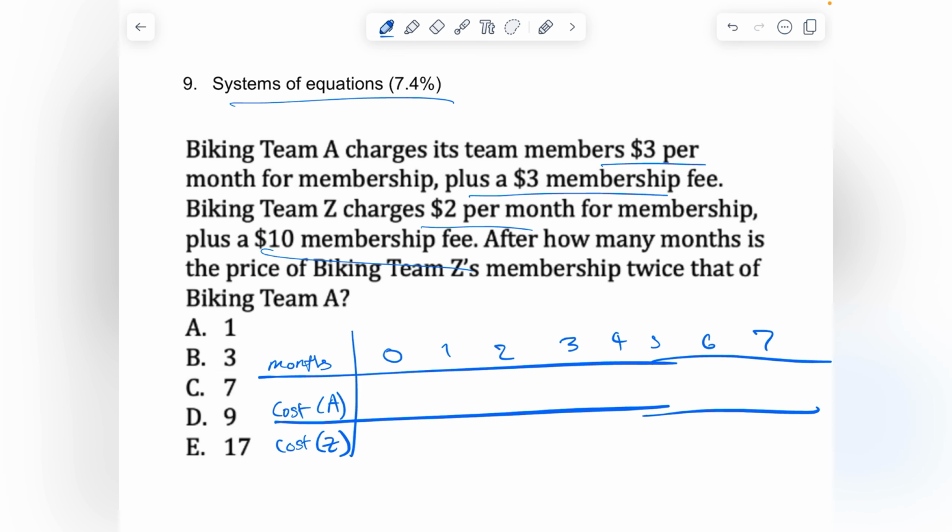Okay, now the cost of A at month 1, right, what are you paying? $3 per month for membership plus a $3 membership fee. So really it's going to be 6 for the first month, and then every month after that you're just adding 3, right?